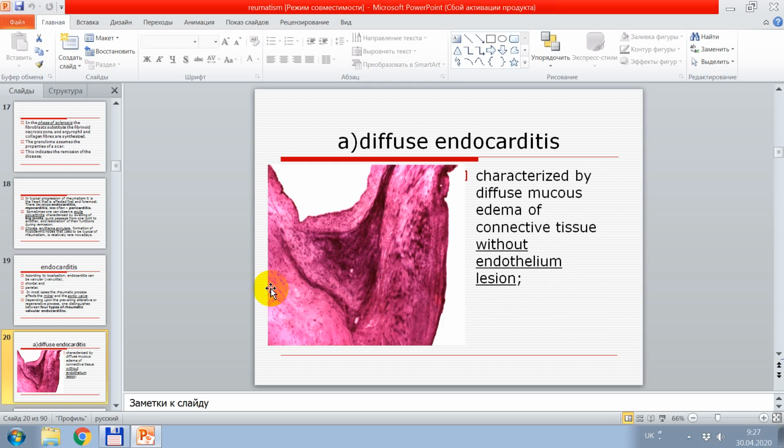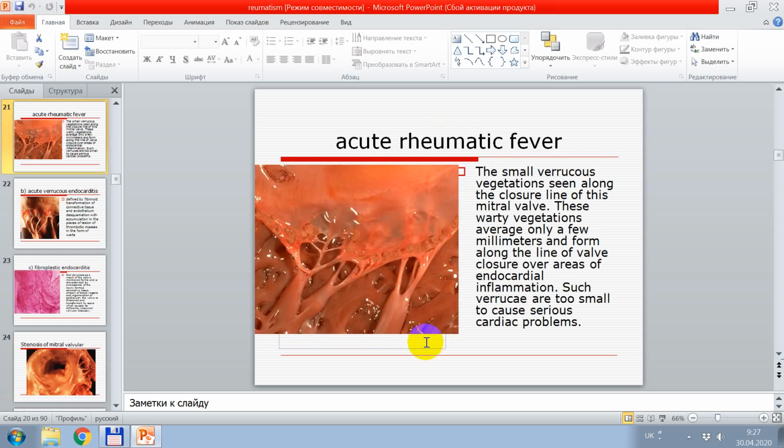In this picture, you can see signs of the first variant of rheumatic endocarditis, diffuse endocarditis. It is characterized by diffuse mucous edema of connective tissue without endothelium lesion. In this macroscopic picture, there are signs of injury to the endocardium by acute rheumatic fever.